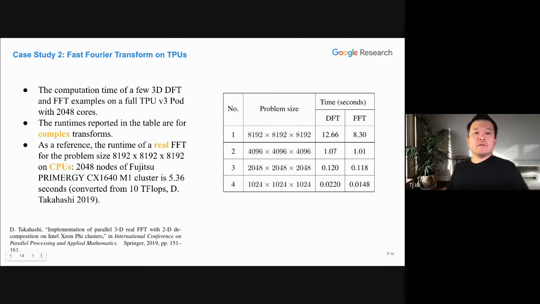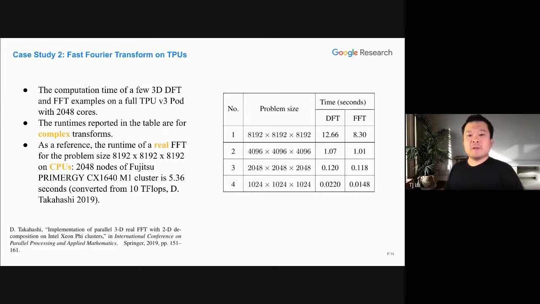In addition to the strong scaling analysis, we also provide a few examples on the full TPU pod. The problem size varies from 1K cube to 2K cube and all the way to 8K cube. And the reported runtimes are for complex transform.